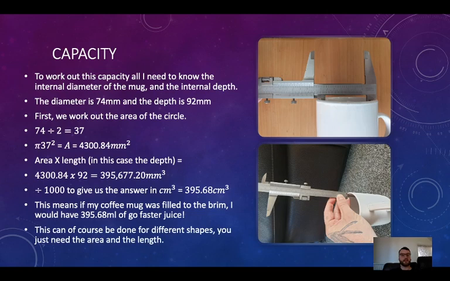Okay, so this can of course be done for different shapes. They just need the area and the length. So if this was a hexagonal mug, for example, you could work it out using the way we worked out the hexagon. If it was square, you could work it out using a square. If it was a rectangle cross-section, you could work it out like you would for a rectangle. So again, you just work out the area of the cross-section, and then multiply it by the length or the depth.